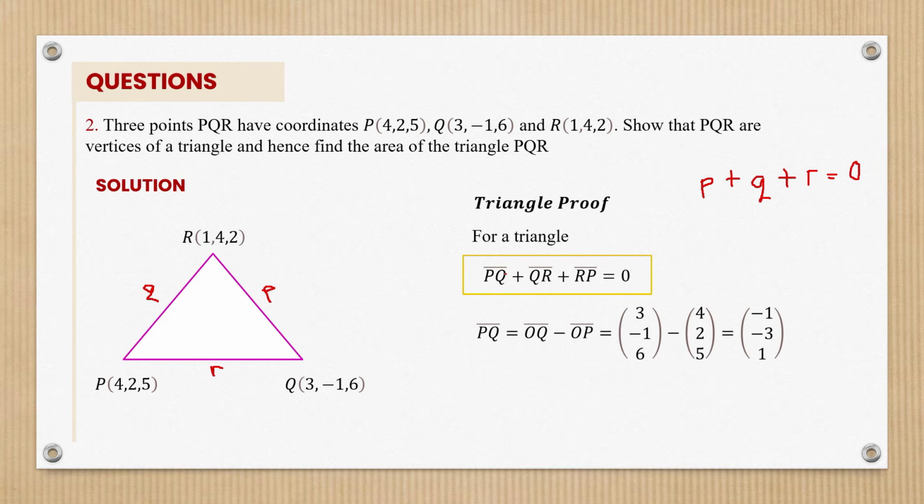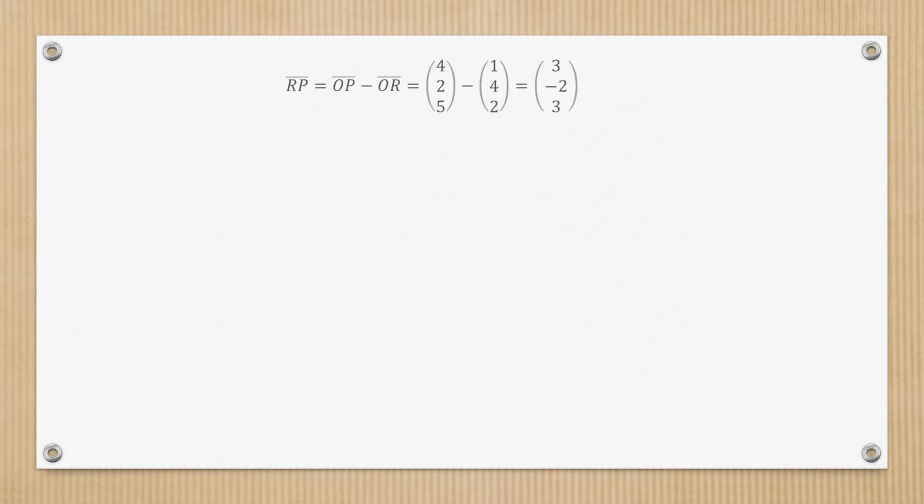Now let's first find the value of PQ. We're going to get PQ from OQ minus OP, and the answer shall be negative 1, negative 3, positive 1. Then QR shall be equal to OR minus OQ, which shall be negative 2, 5, negative 4. Then lastly, RP shall be equal to OP minus OR, which shall give us 3, negative 2, 3.